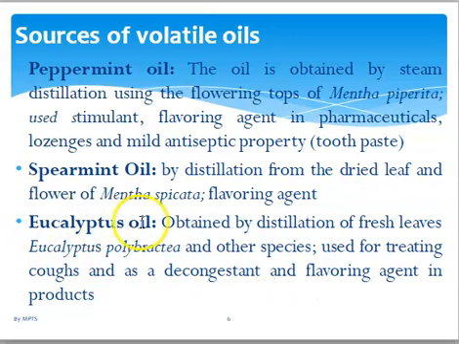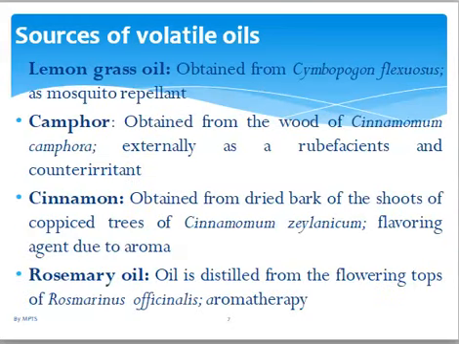So remember, all you're interested in is the component and the source. Of course, if you go to textbooks, they will tell you what is contained in spearmint oil or in peppermint oil, which I have tried to ignore here, and the description of Mentha piperita, Eucalyptus polybractea, and Mentha spicata. Lemongrass is obtained from Cymbopogon, that plant, and of course, this is a mosquito repellent.